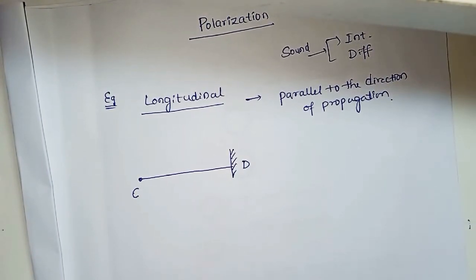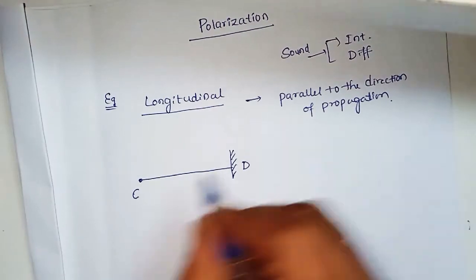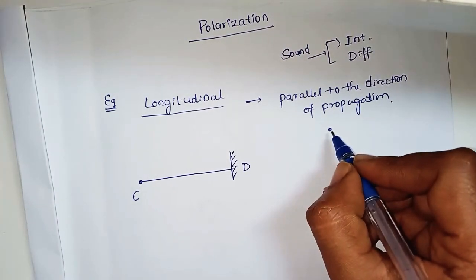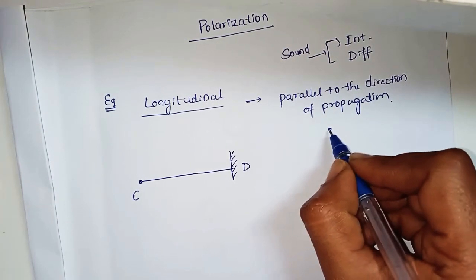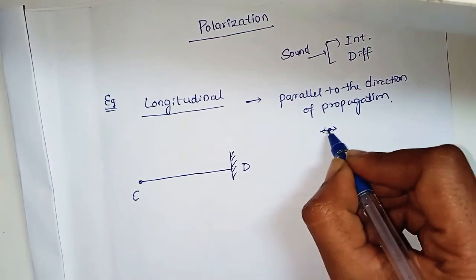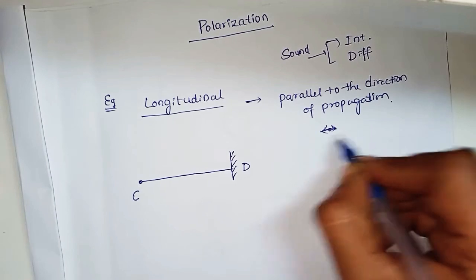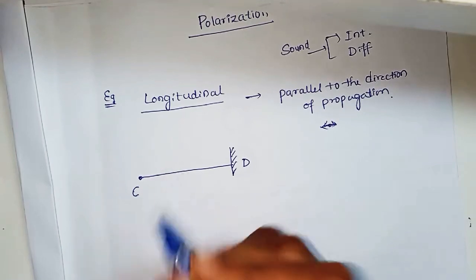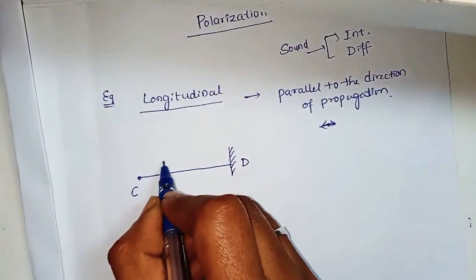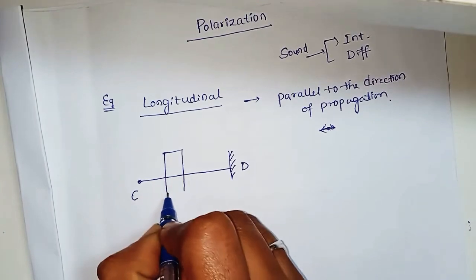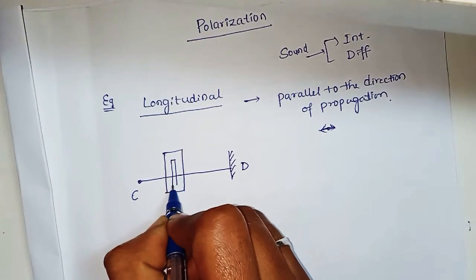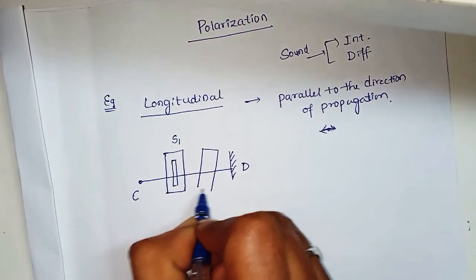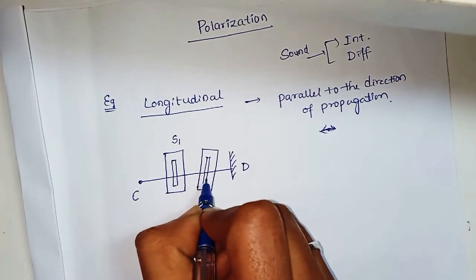Then how does it exhibit? Here the atoms will move in a to and fro motion direction like this. So how does it move through a slit? Let's consider two slits. This is one slit, let's call this slit S1. The other slit is here, so that slit is S2.